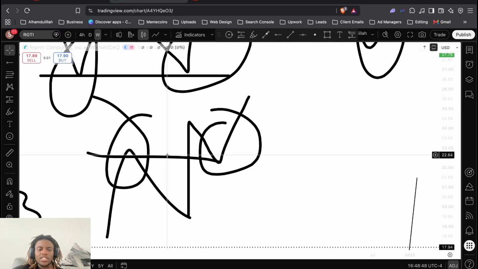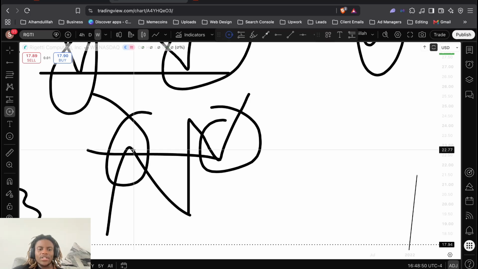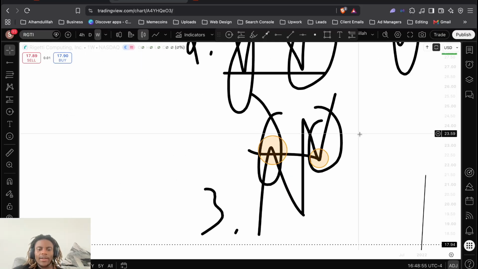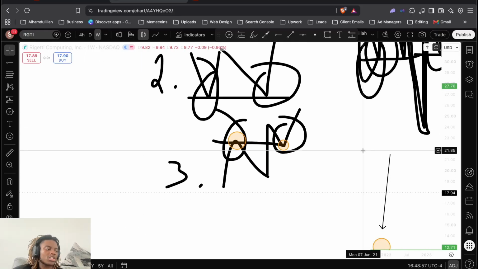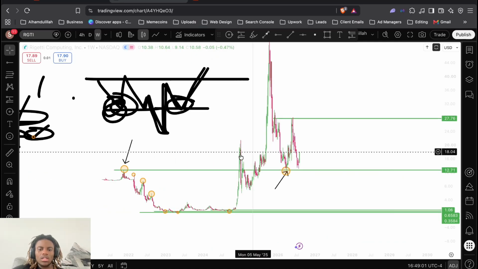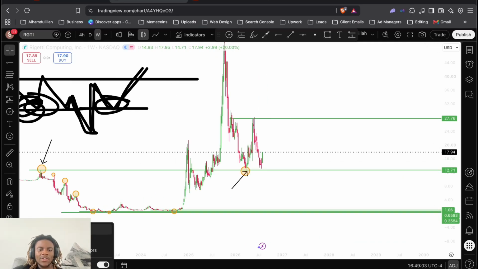And then we're going to have here, for example, this area of resistance that went ahead and turned into an area of support. Okay, and then we have price bursting in an upwards direction here. So do not make it hard, guys.